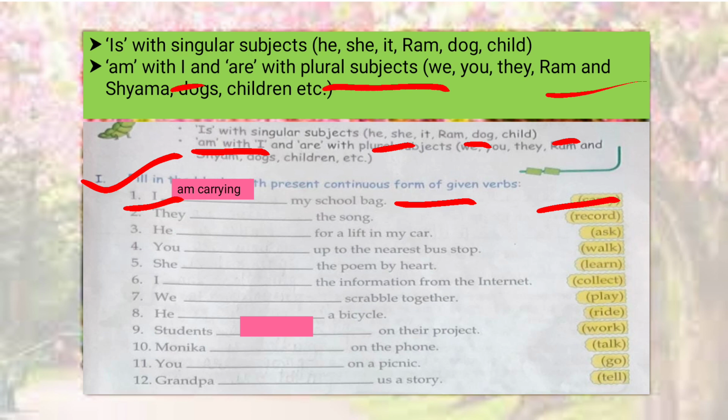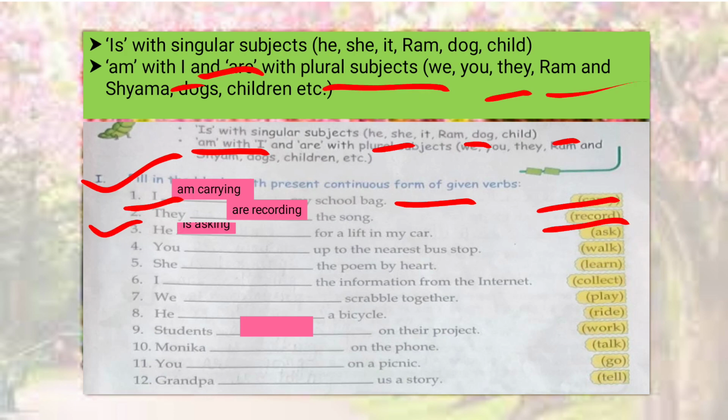We will do the same with they also. With they we use are. It's already written there. So what will we do here? Record will become recording, because when we add the ing form it will become recording. So what will be the sentence? They are recording. Here with he we use is.